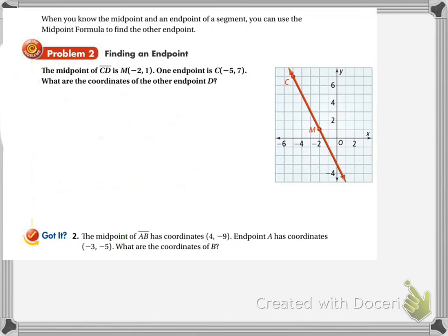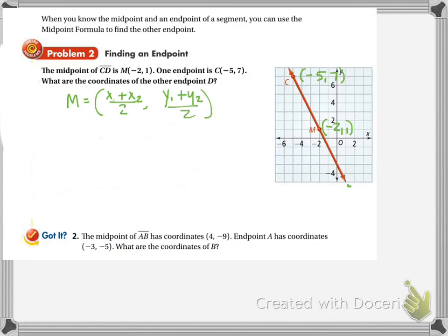Now, if we know the midpoint and one of the endpoints, we can use the midpoint formula to find the other endpoint. This is a little bit more complicated, but not too bad. So if we know the midpoint is at -2, 1, and one of the endpoints is at -5, 7, find the other end of this segment, the other endpoint. Okay. So using the midpoint formula, x1 plus x2 divided by 2, y1 plus y2 divided by 2.